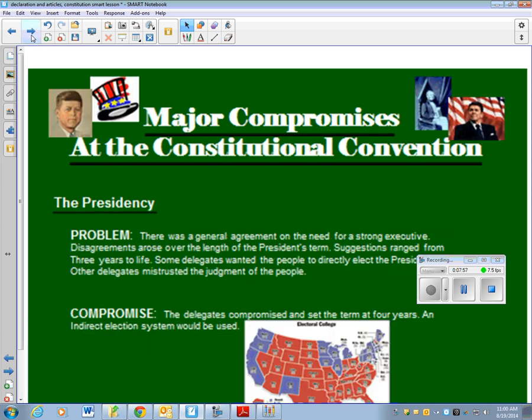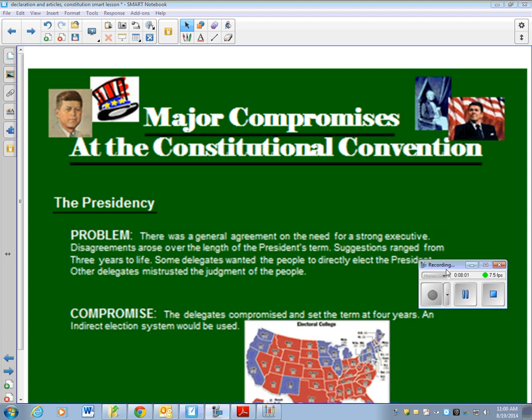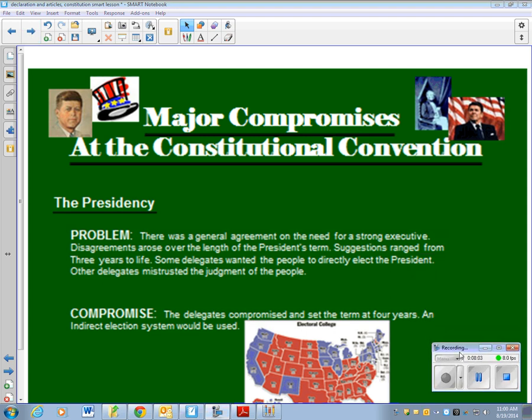All right. Wrapping things up, the final compromise here is how we're going to select the president. All right. And they were not sure how long the term should be, or if we should even have a president, how he should be selected. But what they decided was that they were going to have an indirect election system, which we know as the Electoral College, and have a 4-year term for the presidency to limit his power and not have a lifetime president like a king. All right, so those are your main compromises of the convention.